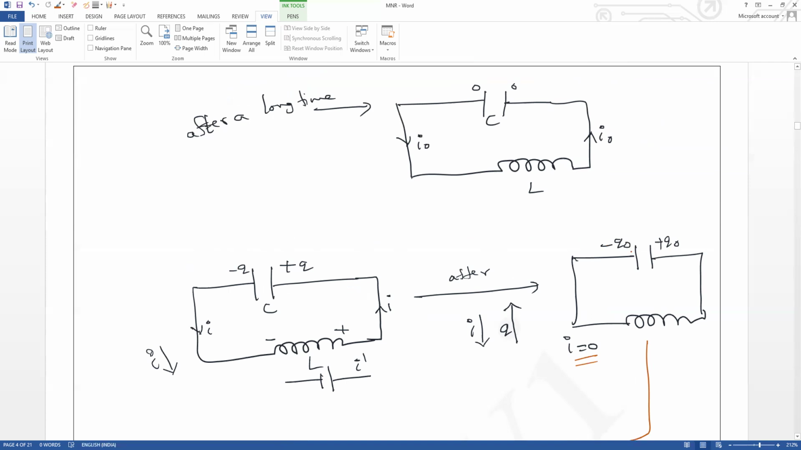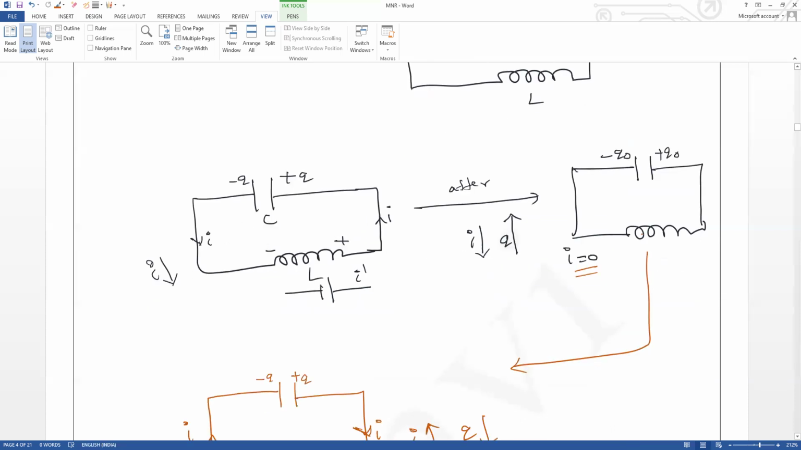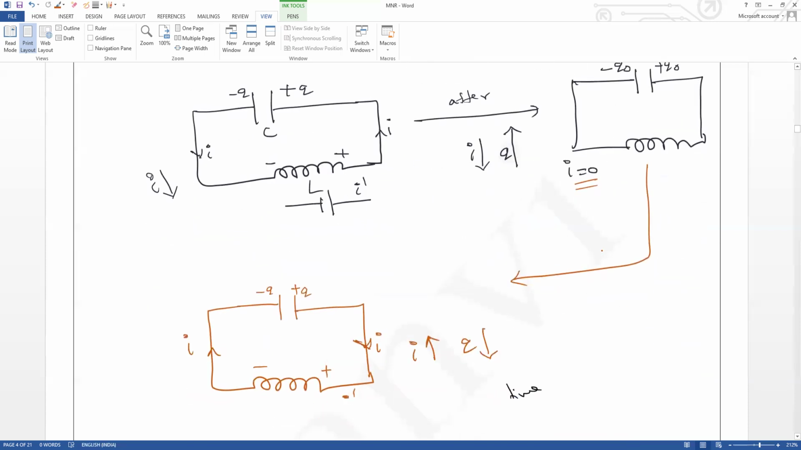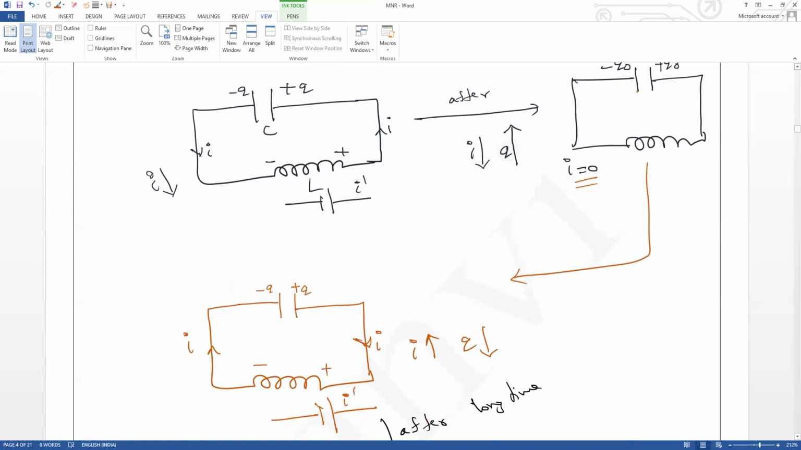Have you checked it, everybody? Please respond. Now the plus q charge plate becomes minus q naught and the minus q naught plate becomes plus q naught. Yes or no, guys? Half oscillation. Now the reverse process again. Again, what will happen? Charge will keep on discharging.